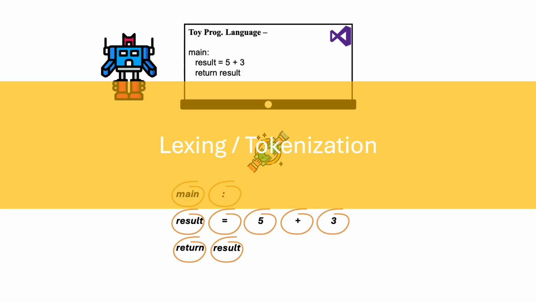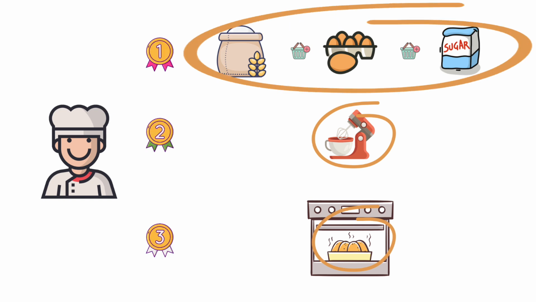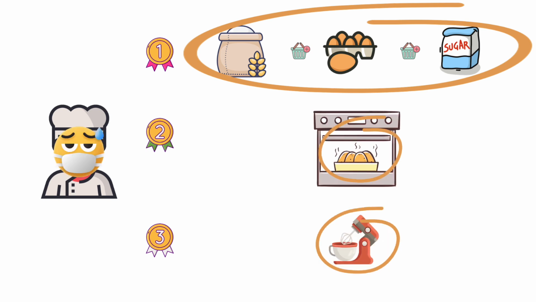Let's go back to our recipe for cake example. Once you've gathered all the ingredients, what's the next step? It's not enough to just have the ingredients. You need to know the order of the steps to make the cake. You have to combine, mix, and then bake. But never combine, then bake, then mix. The order matters. This is exactly what happens in the second step of compilation.